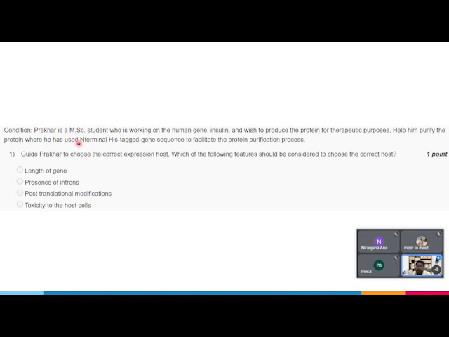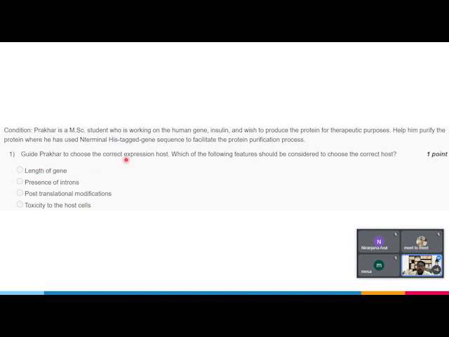And this evening we have Prakhar, who is an MSc student who is working on the human gene insulin and wishes to produce the protein for therapeutic purposes. So he has the gene. That means that he has the sequence, and he wants to make a functional protein out of the gene. We have to help him purify the protein, where he has used the N-terminal His-tagged gene to facilitate the protein purification process. N-terminal His tag is something that was discussed in the course in the lectures, but we'll go through it in the following questions.